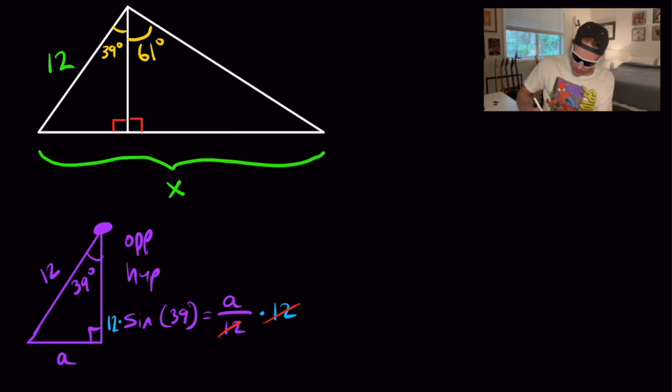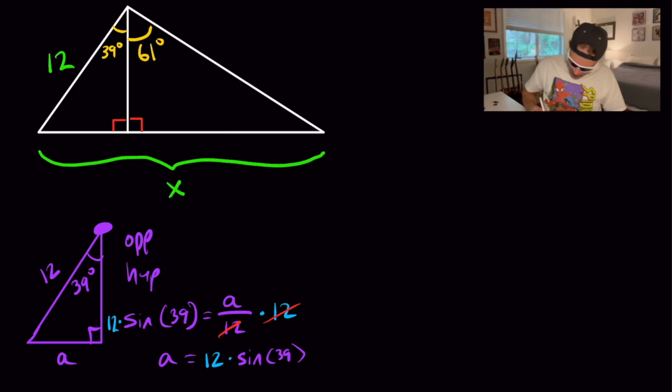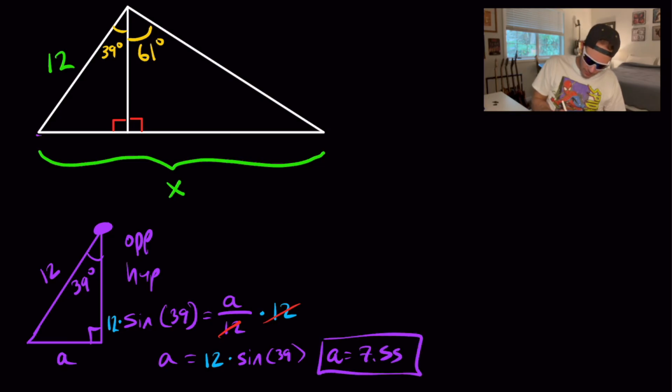These 12s will cancel out, and I'm going to get A is equal to 12 times sine of 39. Break out the calculator. So 12 times sine of 39 is 7.55. So A is equal to 7.55. So we found the length of that, all right?